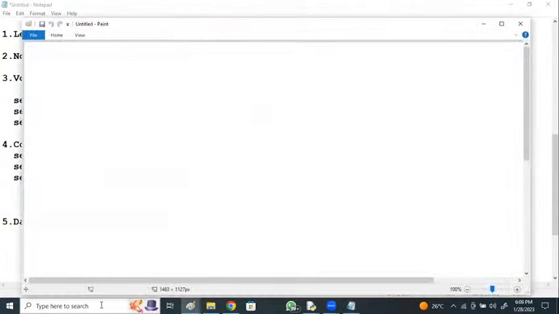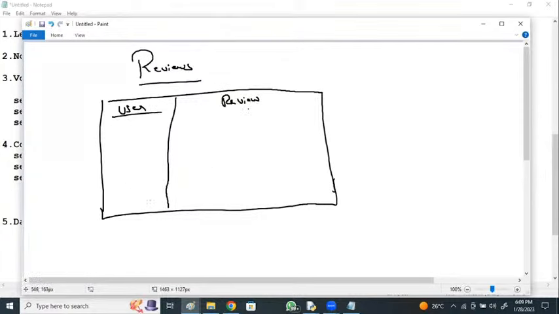For example, if you want to take reviews for a particular movie, the table name is reviews. User 2, user 3, 100 users, each with a review. First person saying movie is good. Second person saying movie is not good.